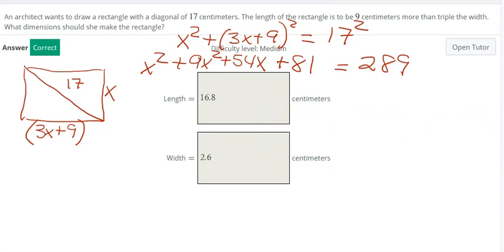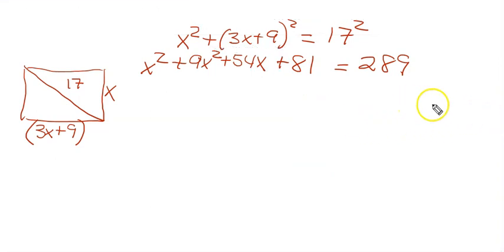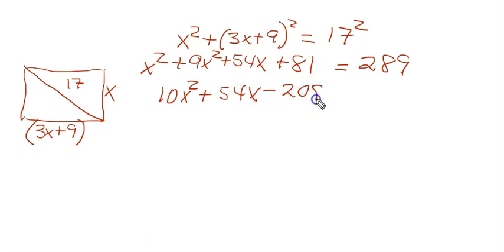Now I'm going to go to the white screen so we can work this out a little better here. Now we're going to combine like terms here. This is 10x squared plus 54x. Now when I transpose this over to this side, it becomes negative. And a positive 81 gives me a negative 208. And this now equals 0.